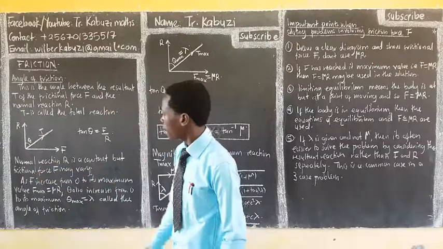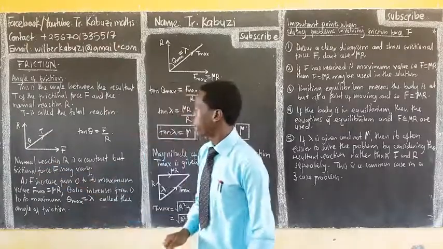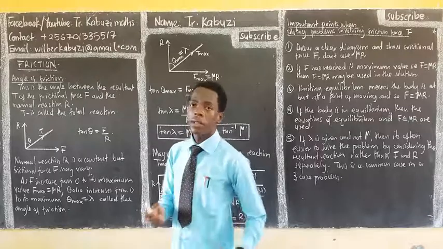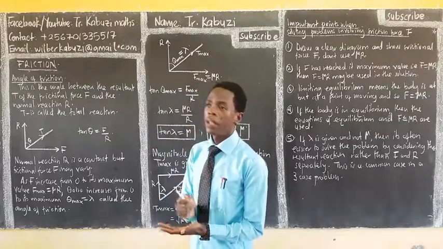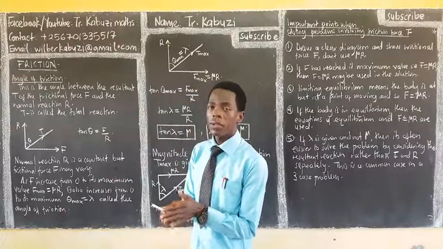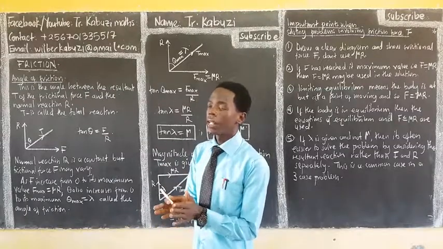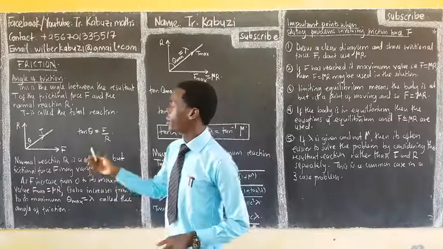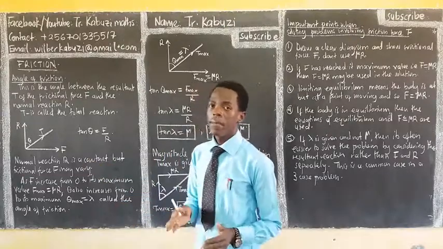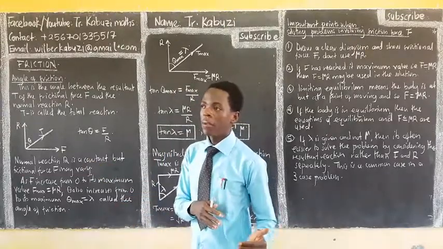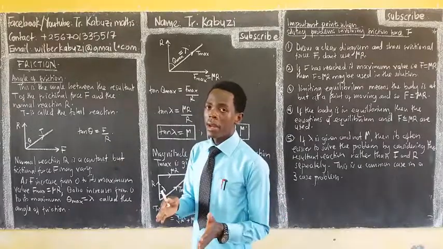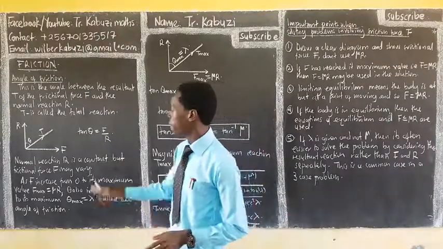The normal reaction R is constant, but the frictional force may vary. The normal reaction between two bodies in contact is constant; it doesn't change. But the frictional force is going to change between the time when the body is at rest and when the body is about to move. So it's varying.